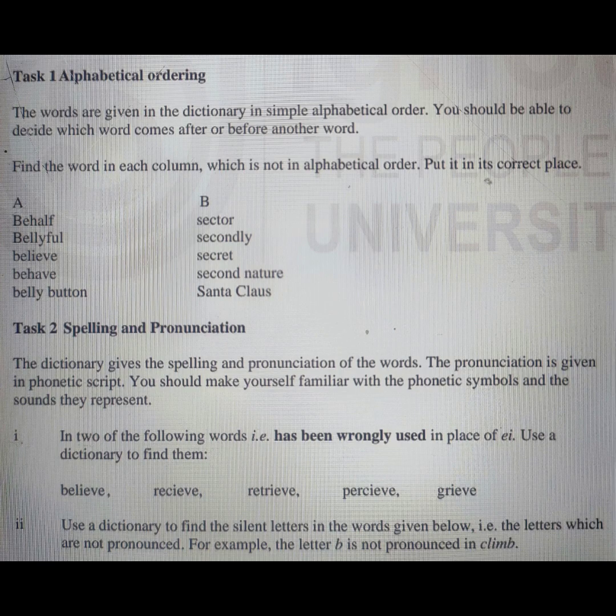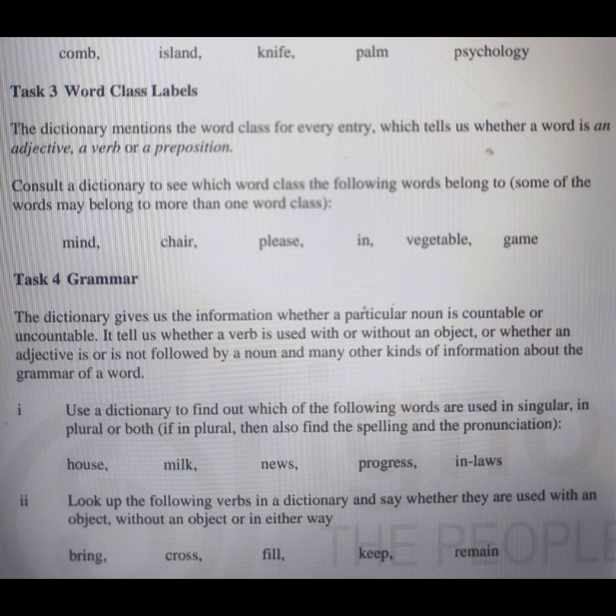In two of the following words, IE has been wrongly used in place of EI. Use a dictionary to find them. Believe, receive, retrieve, perceive, grieve. Use a dictionary to find the silent letters in the words given below, i.e. the letters which are not pronounced. For example, the letter B is not pronounced in climb, comb, island, knife, palm, psychology.